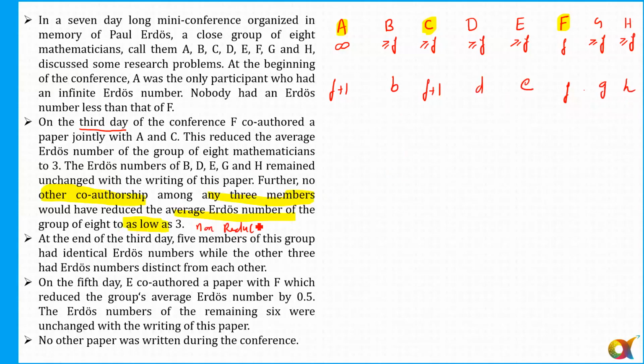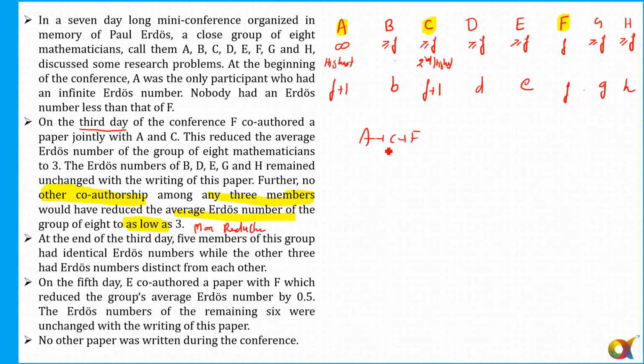And if there is a maximum reduction in the average, it means what? Initially, the score should be very high. Yes or no? So it means A has initially the highest Erdős number. Not B, C has the second highest Erdős number. I'll repeat, this line is very important: C has the second highest Erdős number, because when A, C and F are working together, there is a maximum reduction.